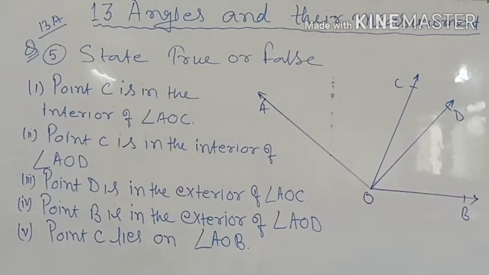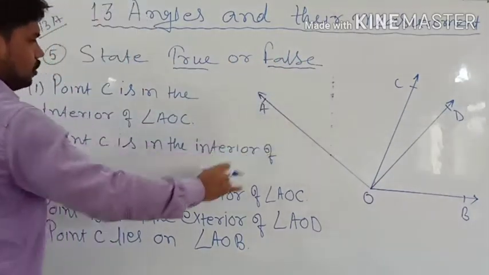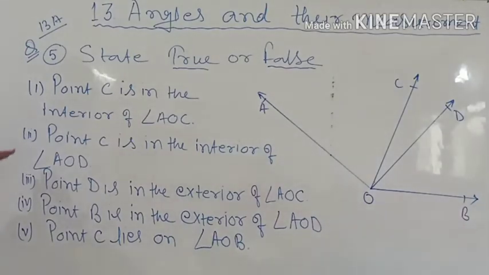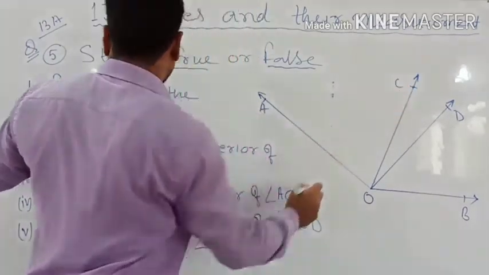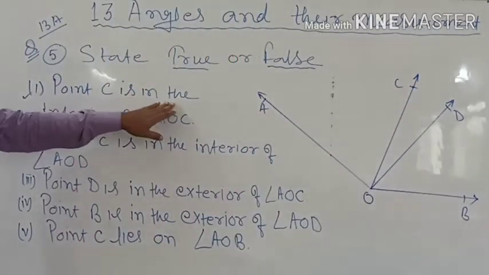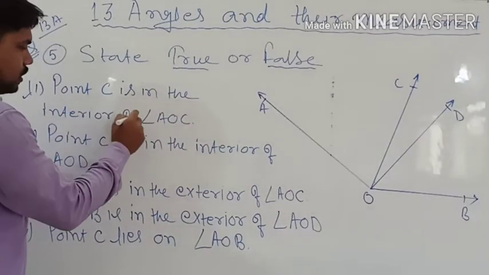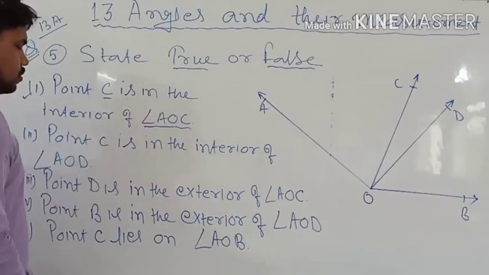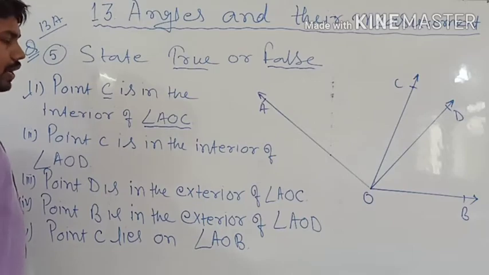For example, there is a question in exercise 13a, question number 5. It is asking you to tell whether each statement is true or false according to the given figure. The first statement asks about point C: point C is in the interior of angle AOC.